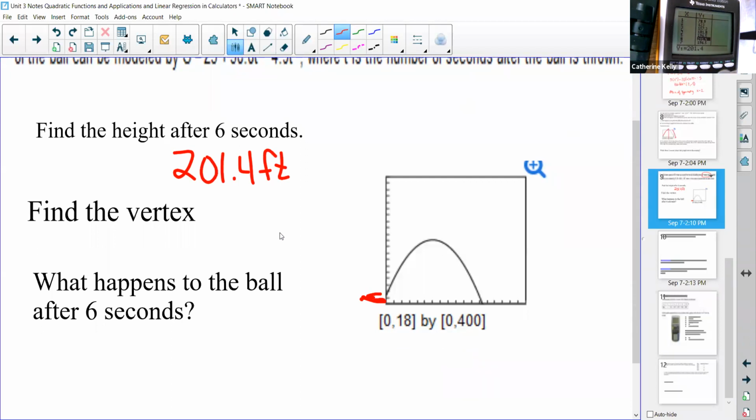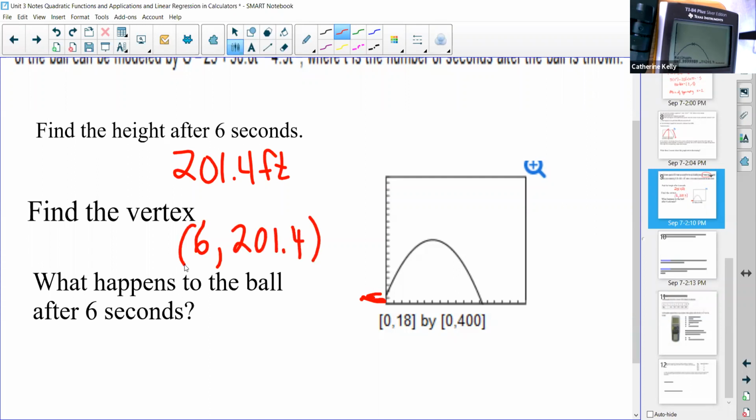Find the vertex. So let's go back to second graph, second calculate. And we want to calculate it's going to be a maximum since it concaves down. And it's over here, but we need it to be over here because it says left bound. So let's go to the left side of that. And let's go to the right side of that. And then I wanted to guess. And it guessed it was at 6 and 201.4. Oh, look at that. 6 and 201.4.